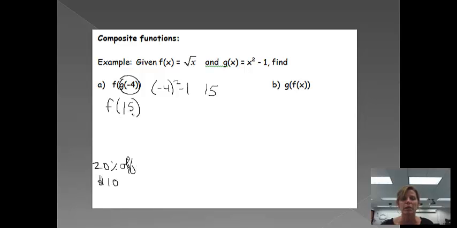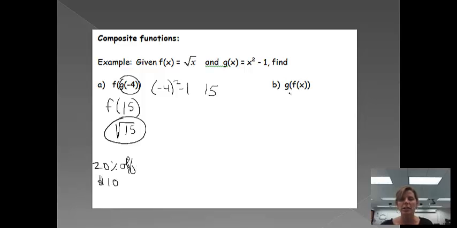So now I can plug that in for there. Now I'm going to evaluate the f function at 15. So I'm going to go into my f function and plug 15 in for my x, and that's as simplified as it can get. So that's what f of g of -4 would equal.